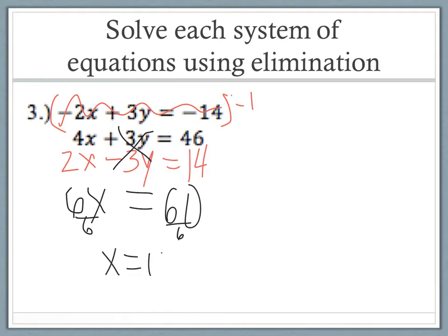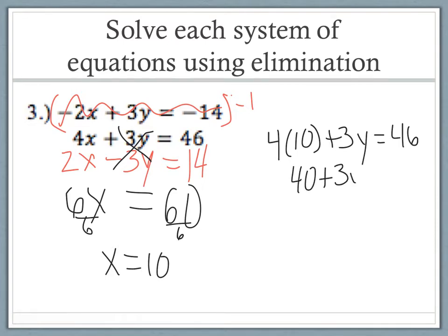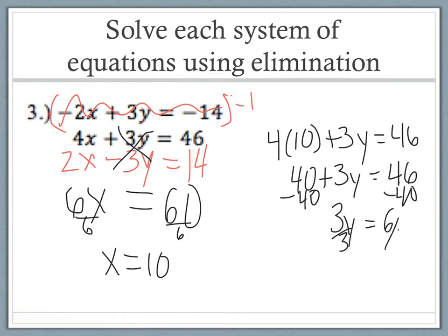x equals 10. Okay. Now once I get that, I just plug it into one of the originals. I'll plug it into the bottom one. So I have 4 times 10 plus 3y equals 46. That's 40 plus 3y equals 46. So subtract 40 from both sides. So 3y equals 6, divide by 3, and y equals 2. So my point is (10, 2).